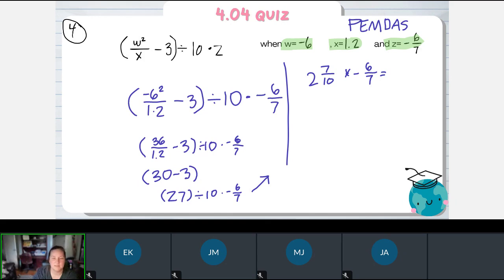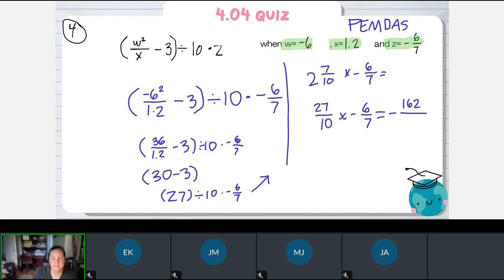And I'm going to write this way as well. 2 7/10 as an improper fraction would just be 27 over 10. I just want to make sure that y'all are understanding where I'm getting these numbers from. And 27 times 6, what is that equal to? And we know our answer is negative. What's 27 times 6? Yes, 162 on the top.